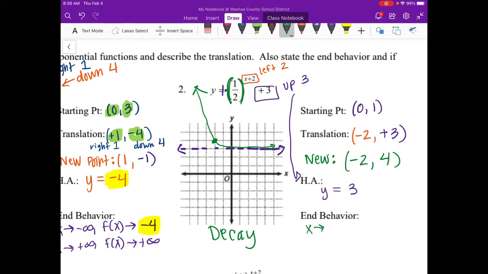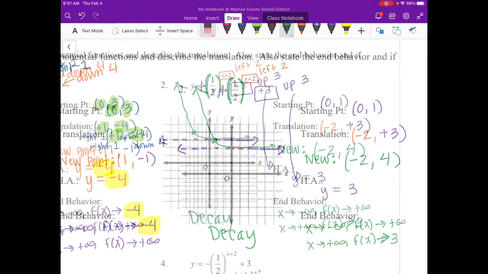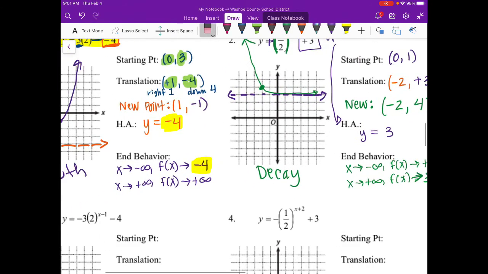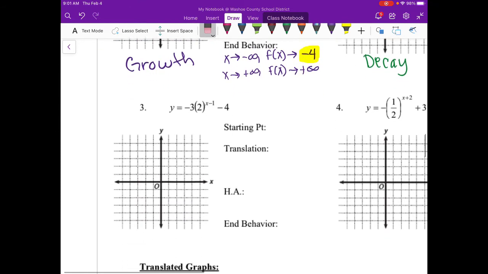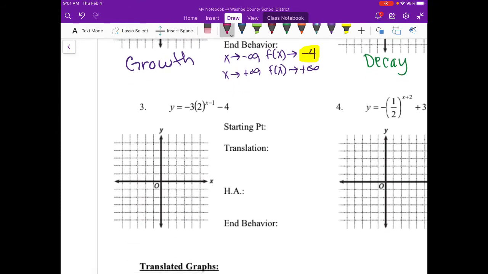My end behavior then is, as x approaches negative infinity, f of x approaches positive infinity. On the left side, we're going up. On the right side, we are approaching our horizontal asymptote. And that is going to be the case every single time. Let's go ahead and try 2 more, and then we're going to write down the general rules for these exponential graphs.